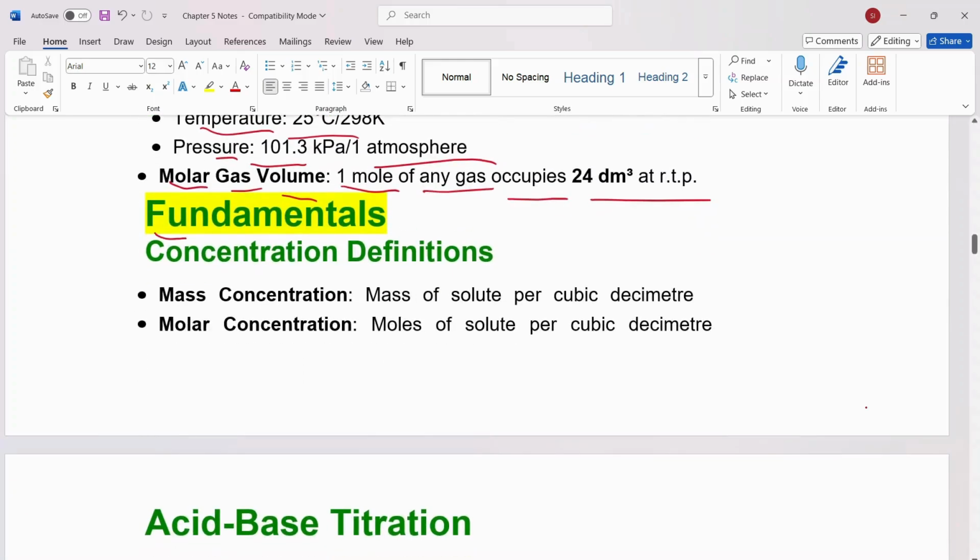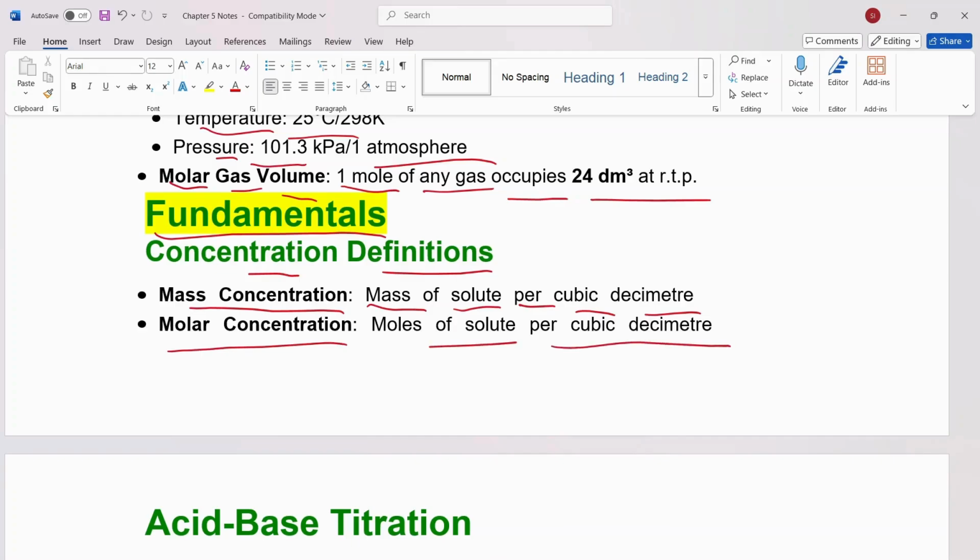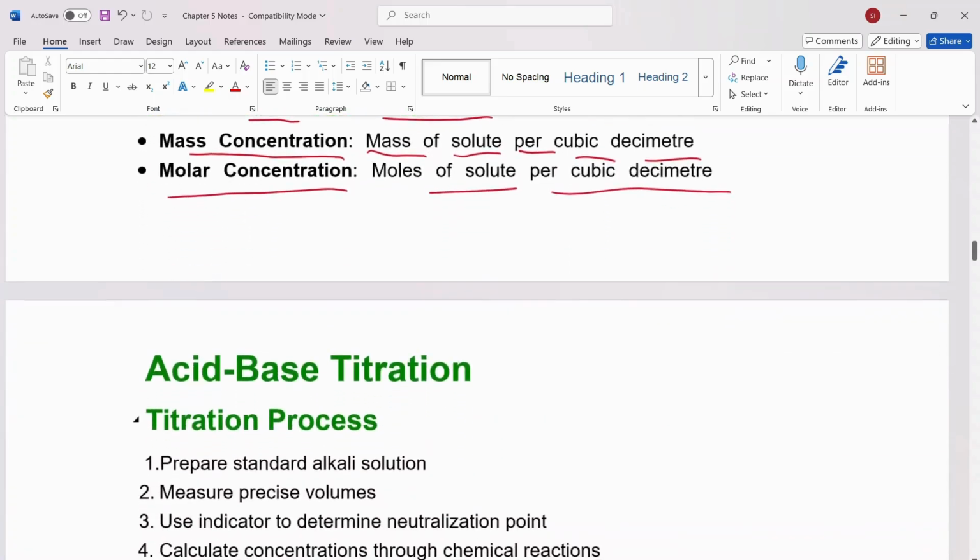Now let's talk about some fundamentals of this chapter. Concentration definitions. So what is mass concentration? Mass of solute per cubic decimeter. And what is molar concentration? Moles of solute per cubic decimeter.